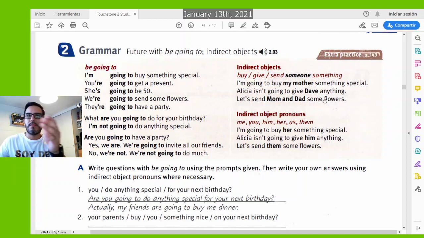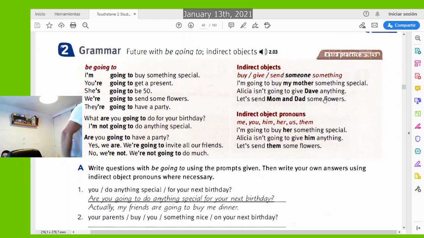Sorry, there is a mosquito. One second. Give me a second, okay? Give me just a second.